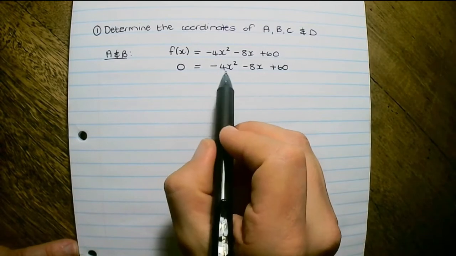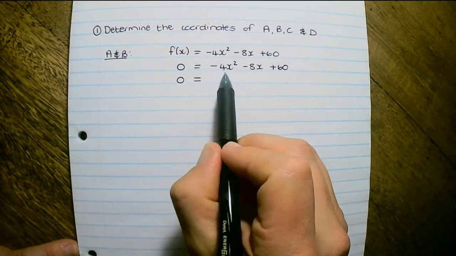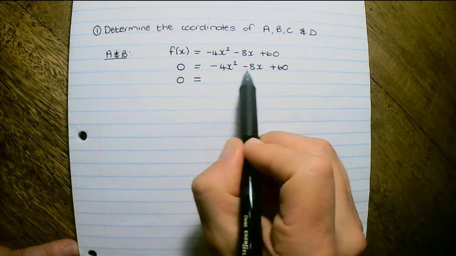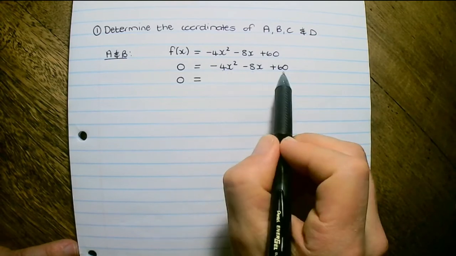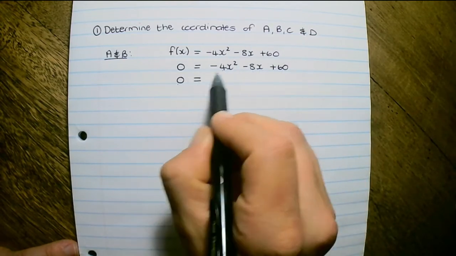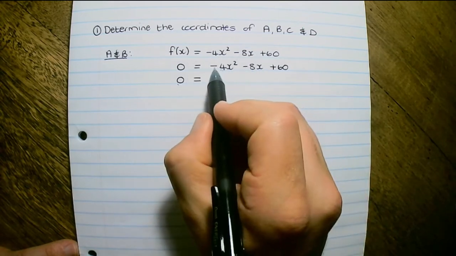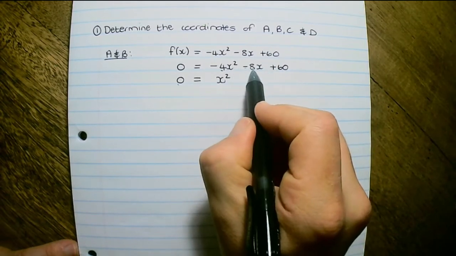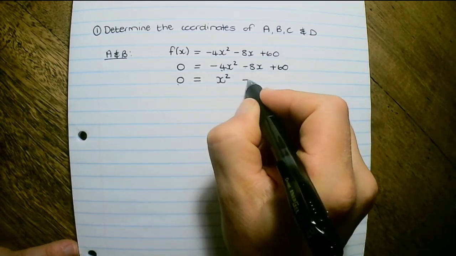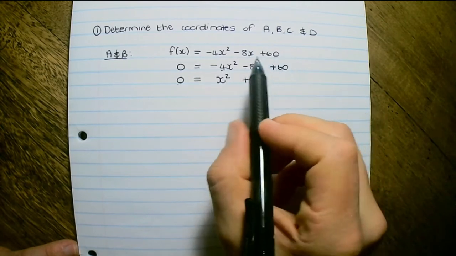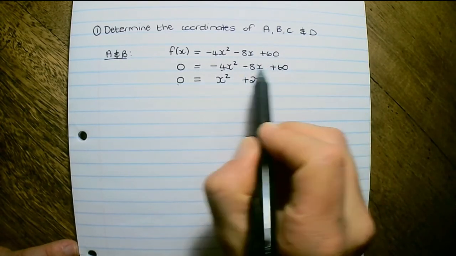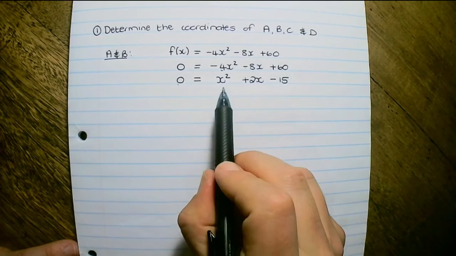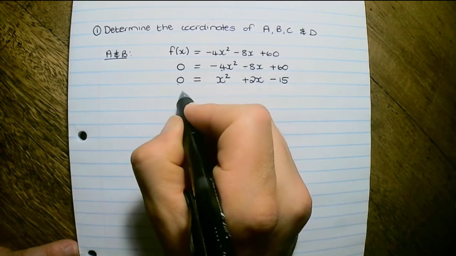Next, I can either factorize or simplify, but I would rather divide everywhere by -4 because all of these coefficients are multiples of 4. So 0 divided by -4 is 0. Then -4 divided by -4 is just 1. -8 divided by -4 is plus 2x. And plus 60 divided by -4 is -15. That gives me a simpler quadratic equation which I can factorize.